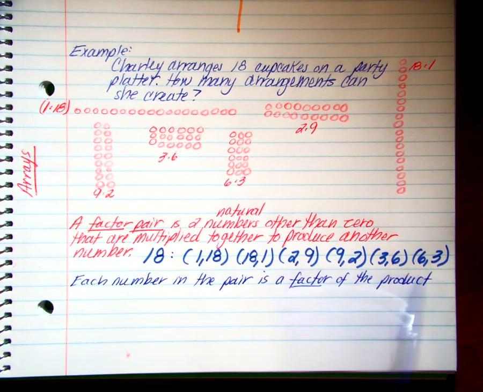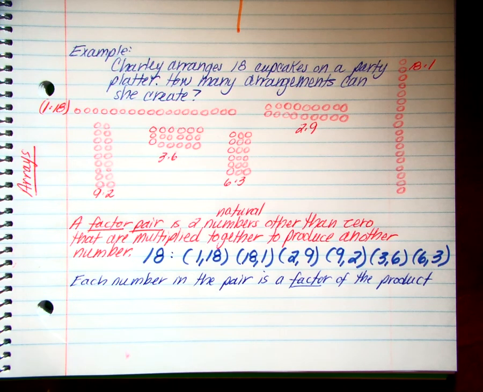But notice I have a bunch of duplicates. 1 and 18, 18 and 1, 2 and 9, etc. So they keep twinning up. Do I need them to? Let's take a look at this. I really don't need them to, and here's why.